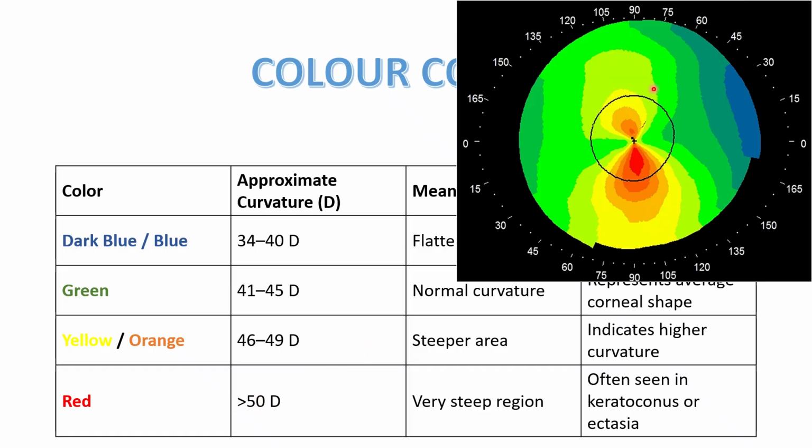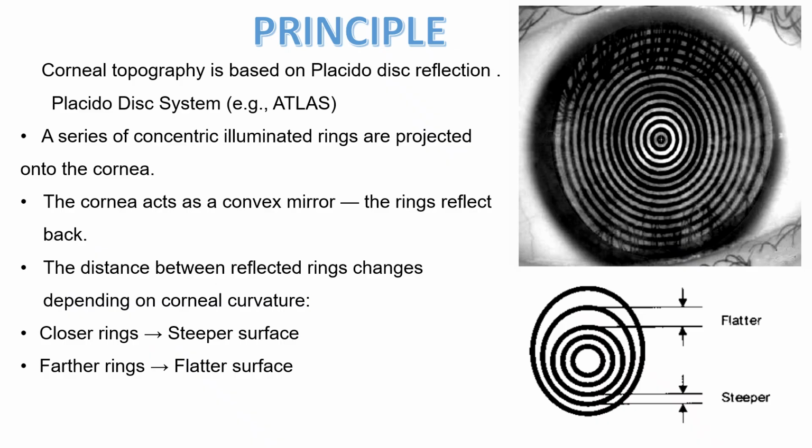So this is the color coding for corneal topography. As we see, this is green, this is greenish or yellow. This part is yellow, this is orange, this is red. Red color shows the steepness.